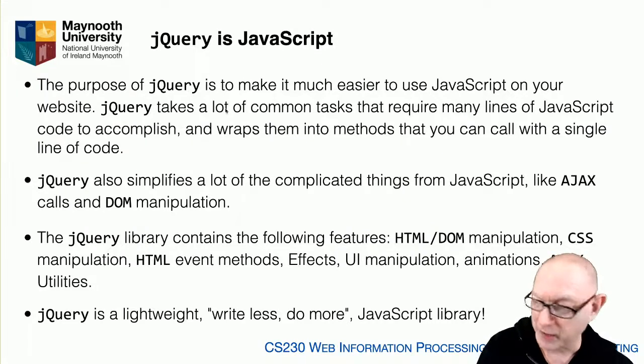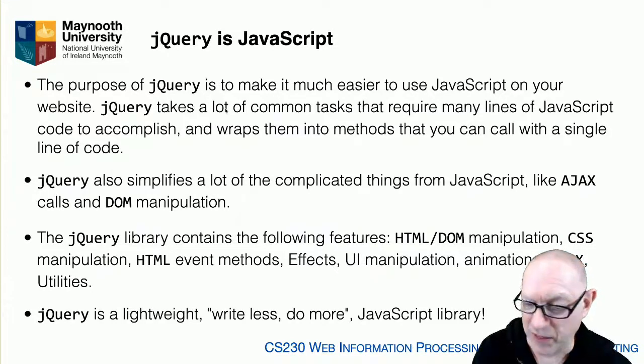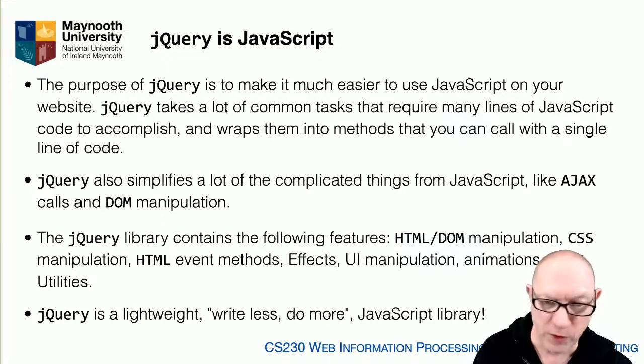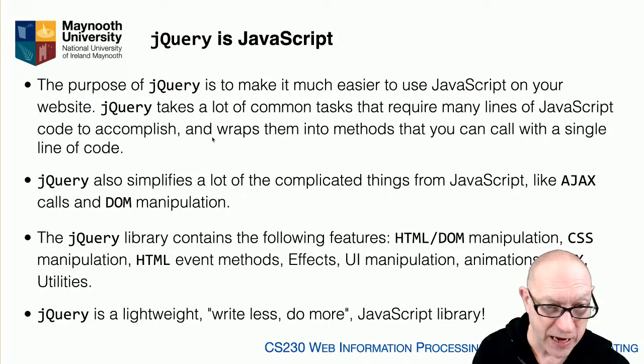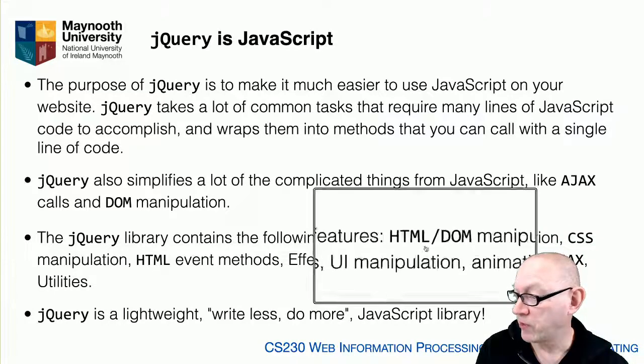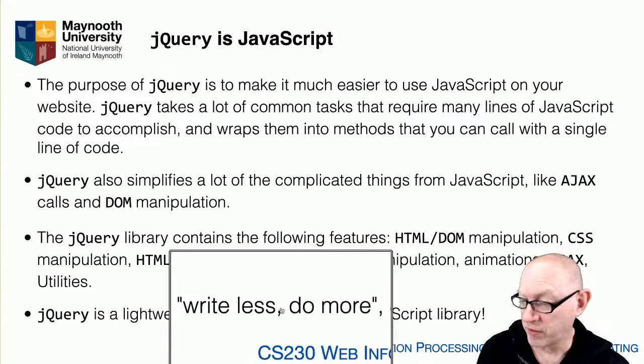It takes an awful lot of common tasks. It's a library, essentially, a framework. It takes tasks that would take many, many lines of JavaScript code to accomplish and wraps them into simple methods that you can call with a single line of code. It also simplifies a lot of the complicated stuff from JavaScript, like making AJAX calls and DOM manipulation. The jQuery library contains the following features: HTML and DOM manipulation, CSS manipulation, HTML event methods, effects, UI manipulation, animations, AJAX, and utilities. jQuery is what we call a lightweight, write less, do more JavaScript library or framework.